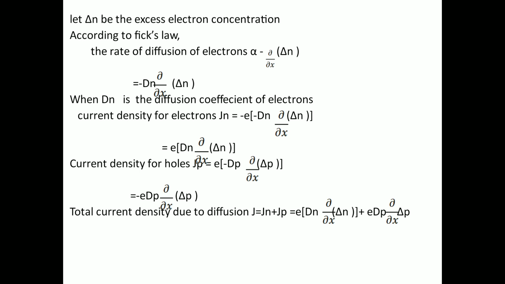We obtain total current density. This is the current density due to diffusion. Diffusion means charge carriers move from high concentration to low concentration. This is also movement of charge carriers.